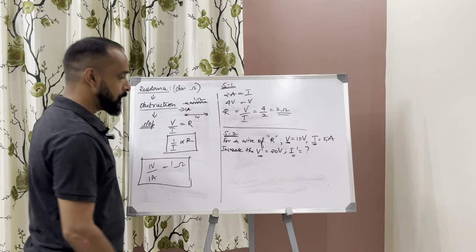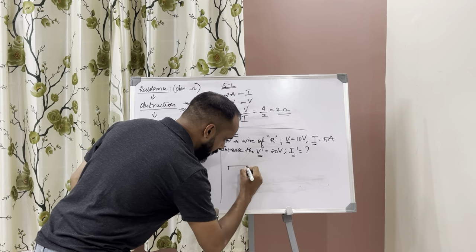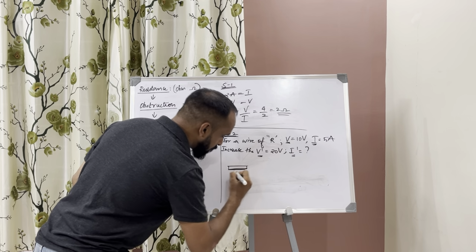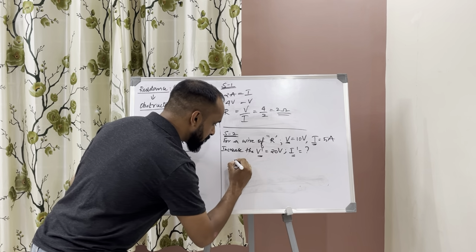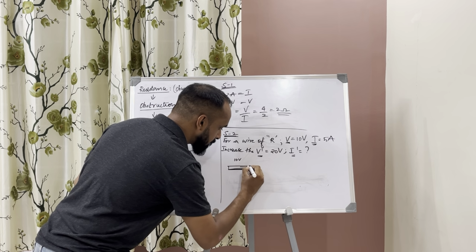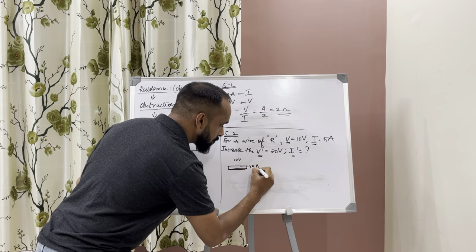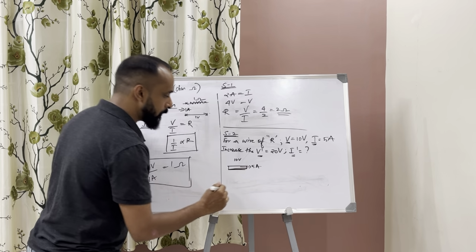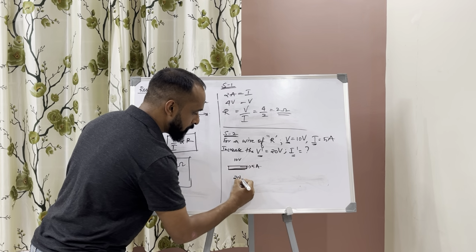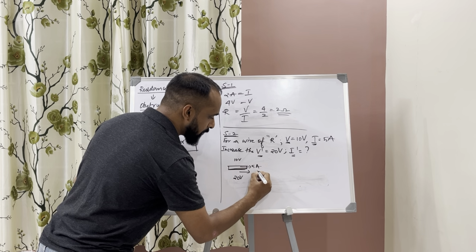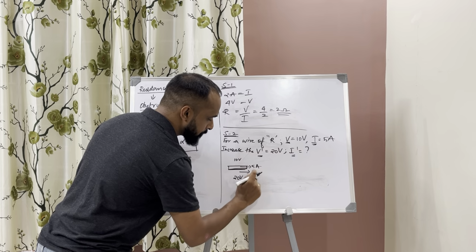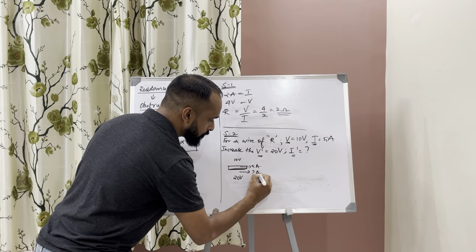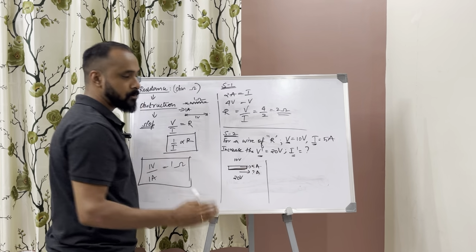You got my point? We have a wire here. In this wire, what is the potential difference? First, the potential difference is 10 volts. Then how much current is passing? 5 amps of current is passing. For the same wire, if I give 20 volts, how much current will pass is the question. Clear? Now there are two methods.